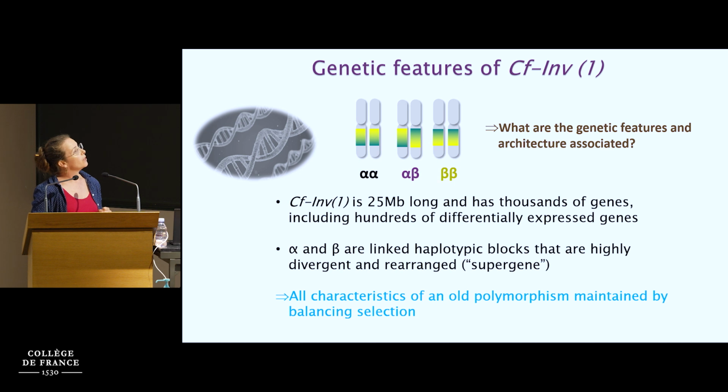So overall, with this more in-depth genomic investigation, we figured out where the chromosomal inversion was and what genes were inside. And these arrangements are really linked haplotypic blocks that are very divergent, that can be considered as supergenes with many, many genes linked together. And because of its age and high divergence, we consider that this is the characteristic of an old polymorphism that is likely maintained by balancing selection. Otherwise, we would expect that one haplotype would have fixed.